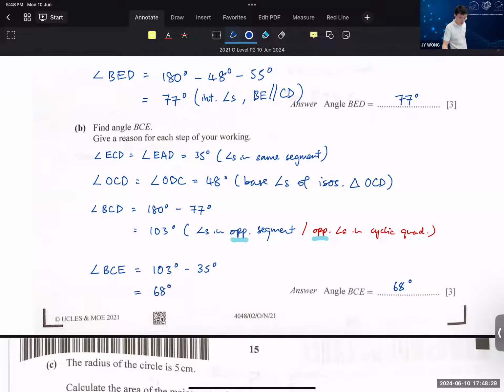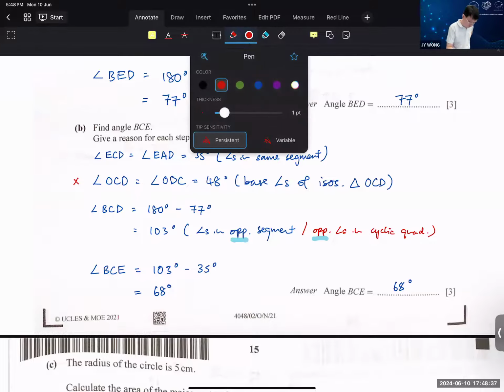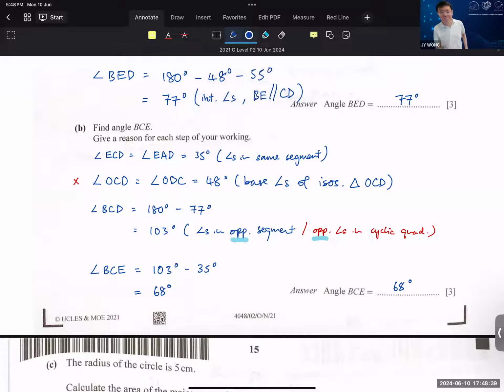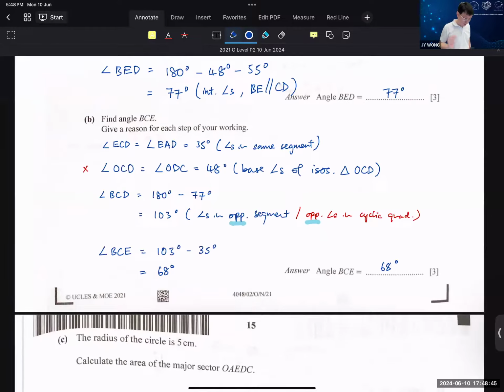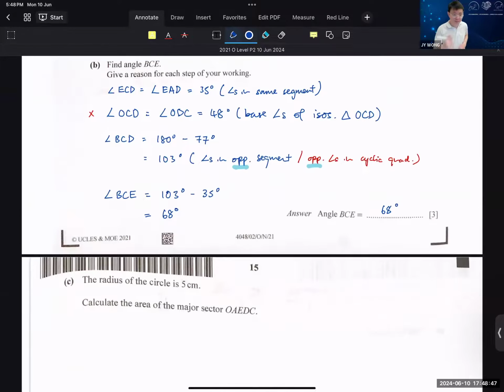So you notice that I found a bunch of angles that I didn't need. Specifically, I don't need this angle. You know why I found it? Because OCD. Laugh. I made the same joke twice, so you must laugh.